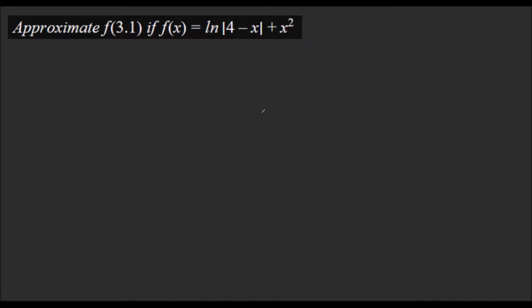Now, I'll show you why tangent lines are an inferior method of approximating compared to other methods, and that's because it's never accurate. It would only be accurate if we were approximating a linear function, but very rarely would you do that, if ever.